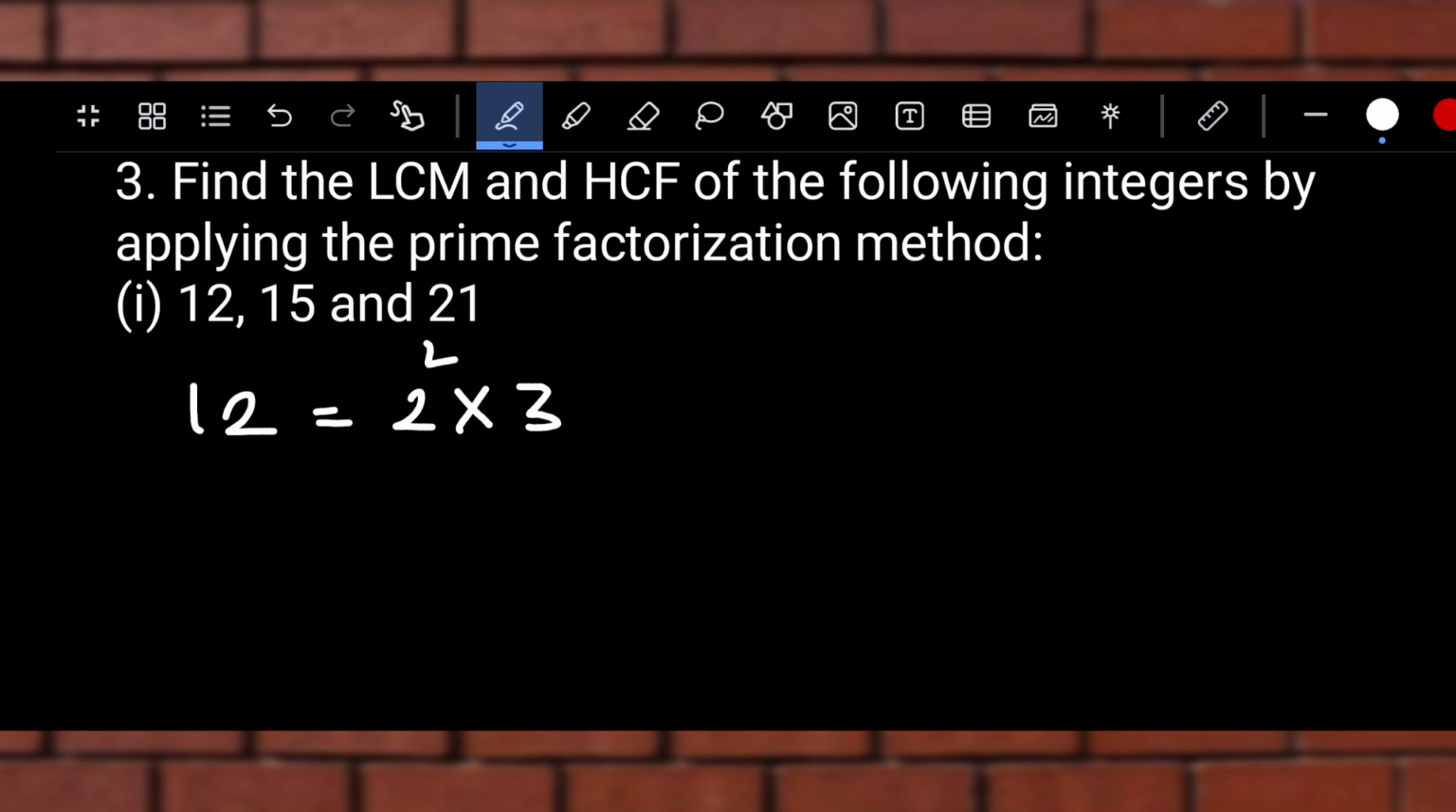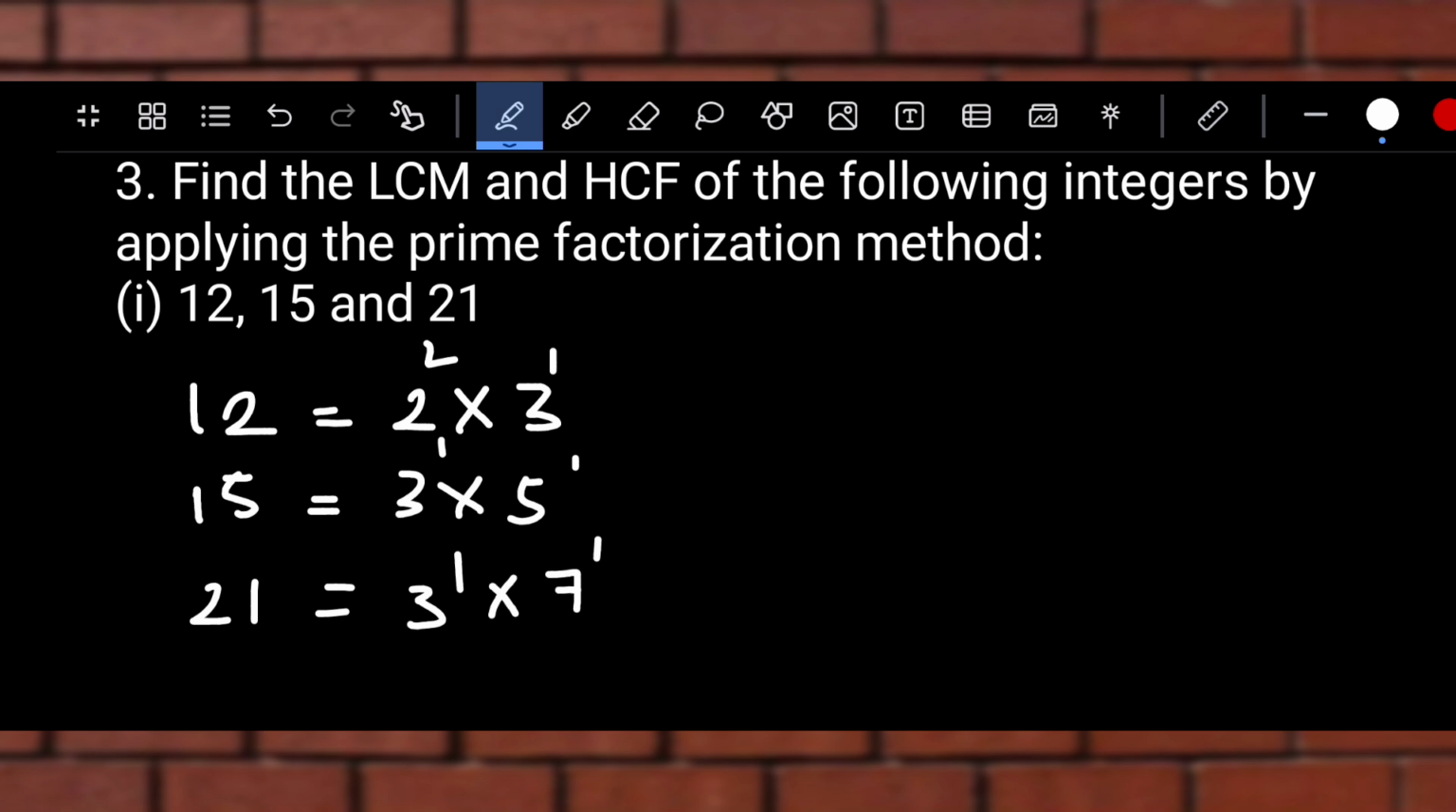Now 15. 15 is equal to 3 into 5, power 1, power 1. 21 is equal to 3 to the power 1 into 7 to the power 1. Now, what are the remaining numbers? We'll check what numbers are not there. In the first one we have 2. In the second and third, we don't have 2. So I'll write 2 to the power 0 in both the places.